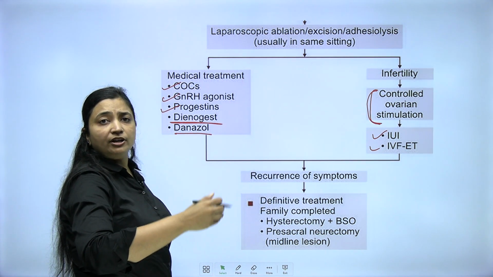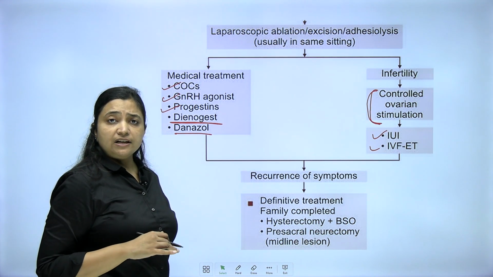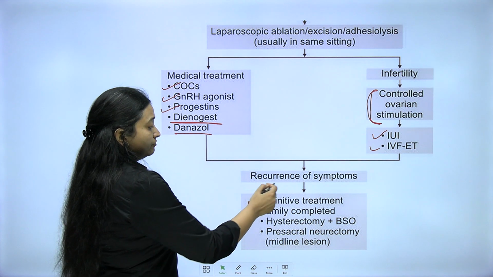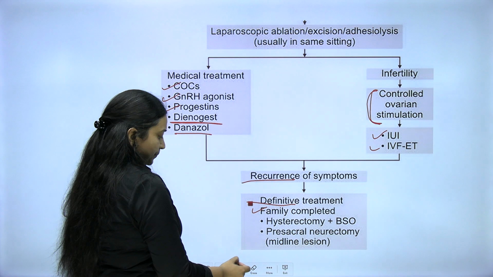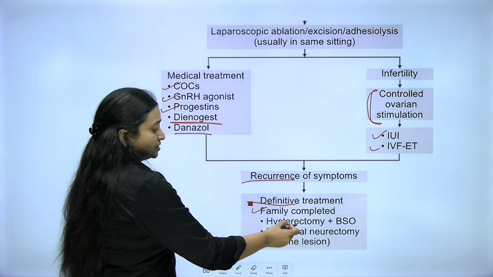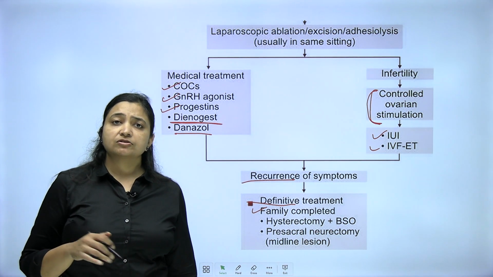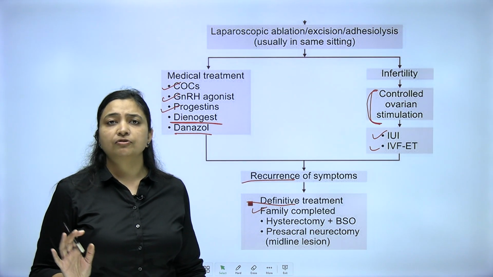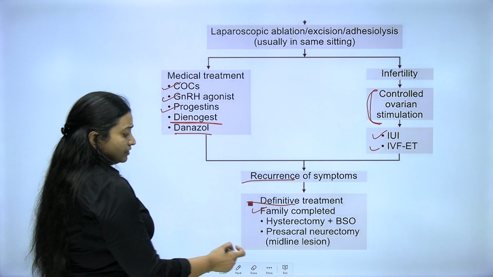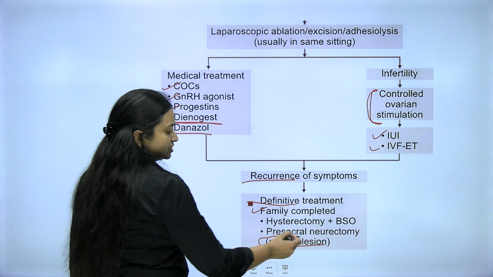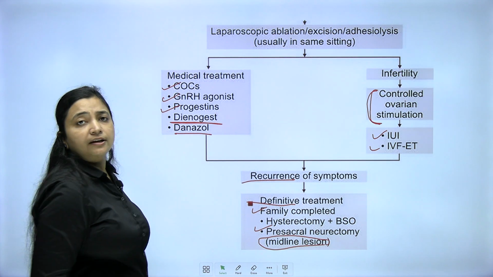We will try palliative treatment so that the patient maintains the menstrual function as well as her normal life. But if there is recurrence of symptoms, go for definitive treatment. If the patient has a completed family, then hysterectomy plus bilateral salpingo-oophorectomy is the treatment of choice, because you remove the main cause, you remove estrogen from the body, ovaries as well as the uterus. Otherwise, if there is a midline lesion which is causing severe pain to the patient, then pre-sacral neurectomy can also be done for the relief of the pain.